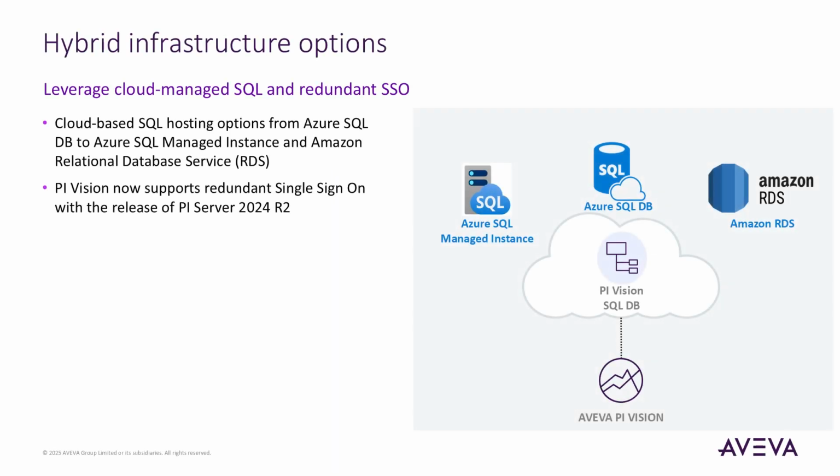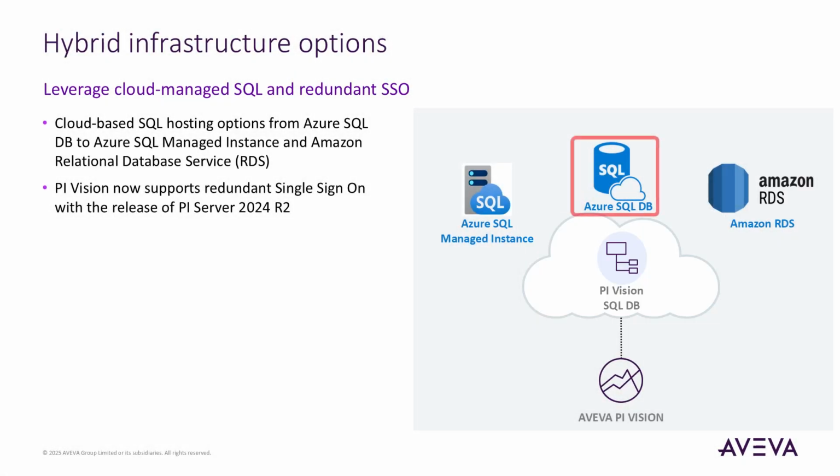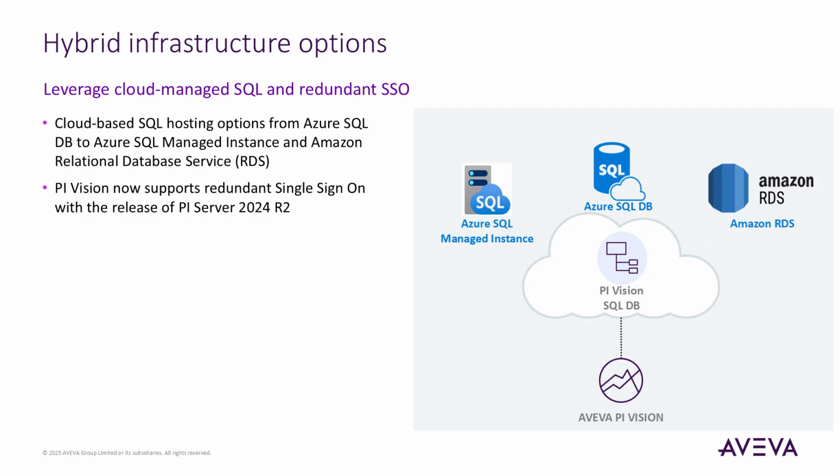In Pi Vision 2025, there are several architectural upgrades that administrators can take advantage of. The Pi Vision SQL backend database can now be hosted in the cloud with Azure SQL, Azure Managed Instance, and Amazon RDS. For those using OpenID Connect authentication, Pi Vision now supports redundant single sign-on with Pi Server 2024 R2.